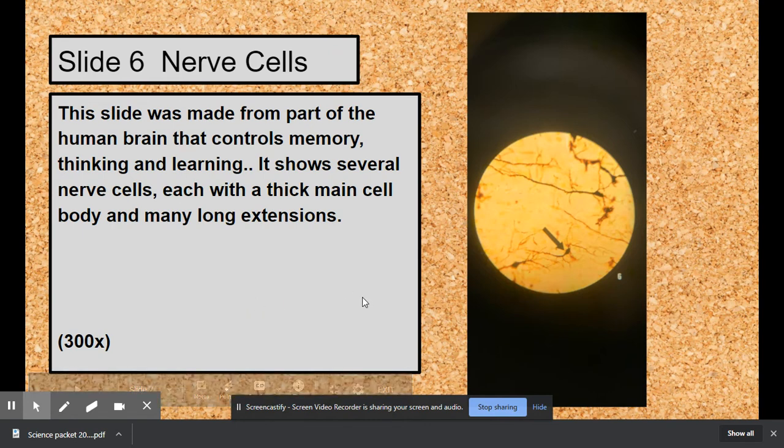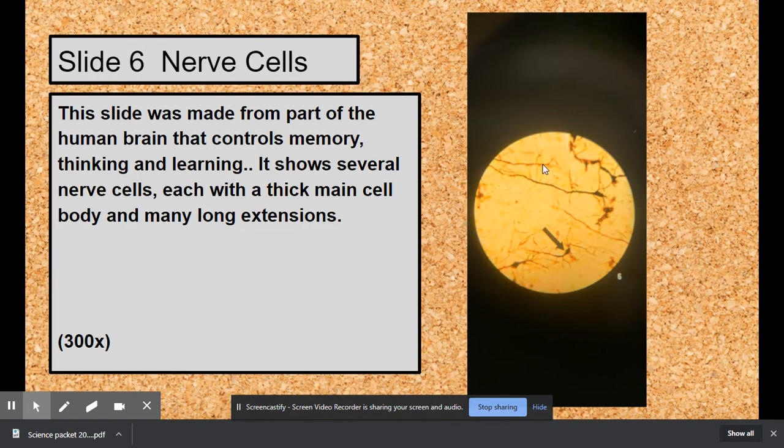The last slide here is the nerve cells. This slide was made from part of the human brain that contains memory, thinking, and learning. It shows several nerve cells, each with a thick main cell body and many long extensions. So here you can see that main cell body, and then it kind of looks like veins coming out, almost like the veins of a leaf. But this is from a nerve cell. Like here's another cell body, and then you can see the parts coming off of it.